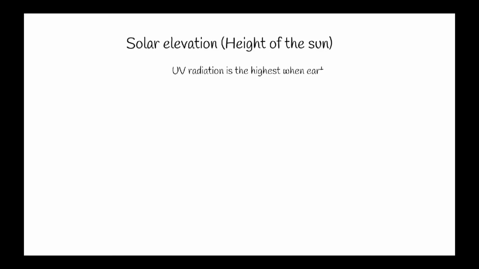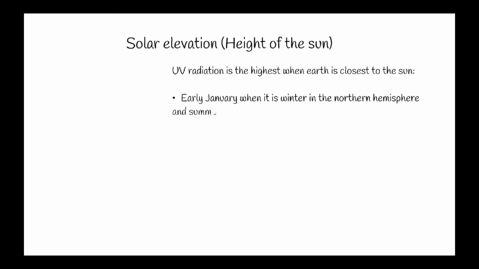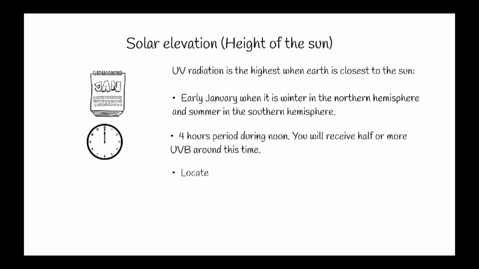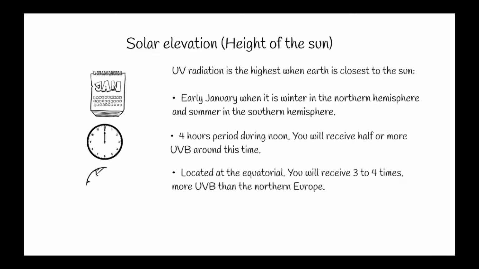Factors affecting UV distribution. The first factor affecting solar distribution that we will look at is solar elevation, height of the sun. UV radiation is the highest when Earth is closest to the sun, such as early January when it's winter in the northern hemisphere and summer in the southern hemisphere. During the 4 hours period around noon, you will receive half or more of UVB. Located at the equatorial, you will receive 3 to 4 times more UVB than Northern Europe.